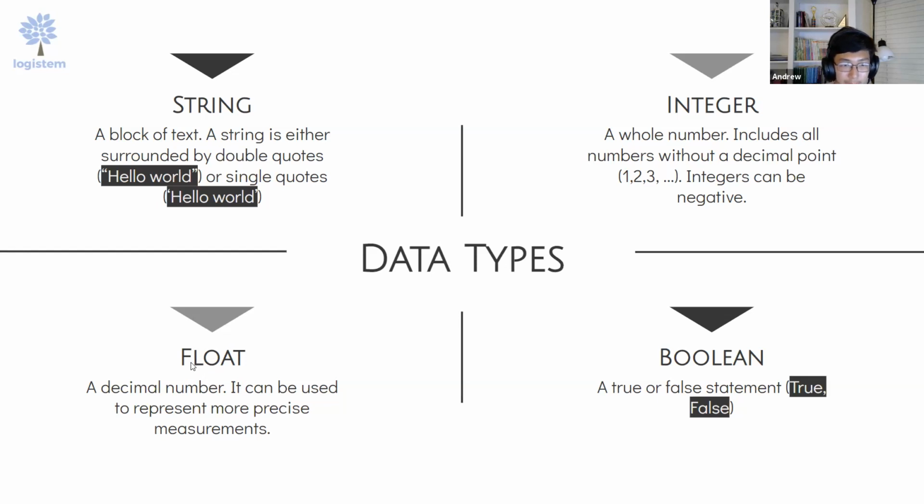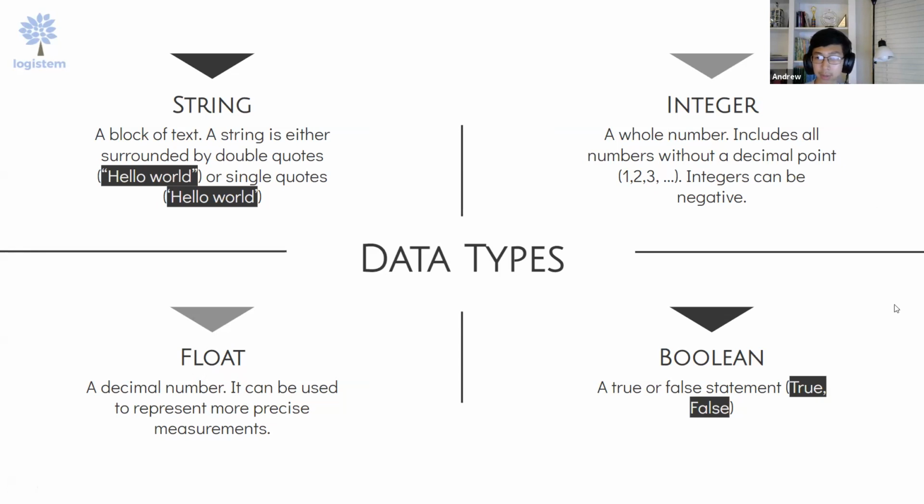Data types can also be a float, and a float is a decimal number. It can be used to represent more precise measurements, such as 2.5 inches or 3.24 centimeters. Floats are anything with a decimal. So 3. would be a float as well, since it has a decimal point in it.